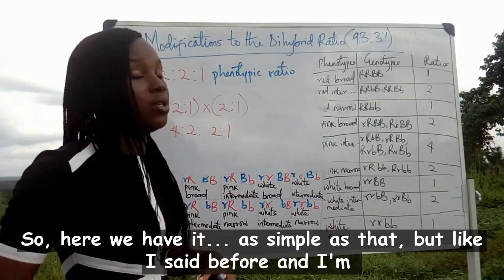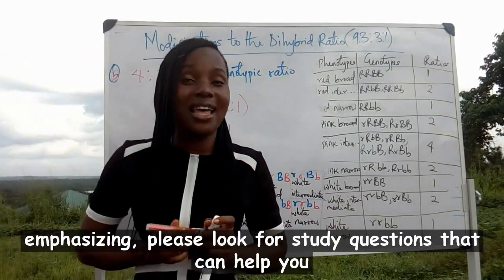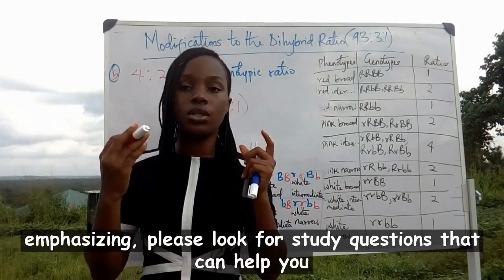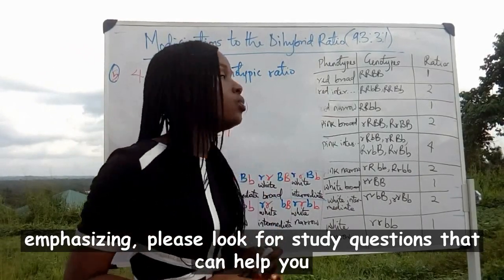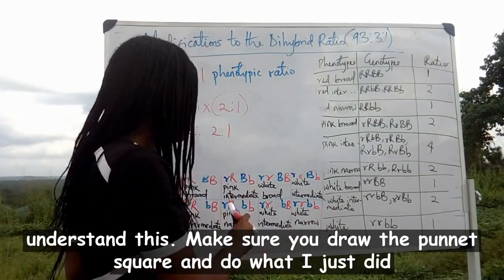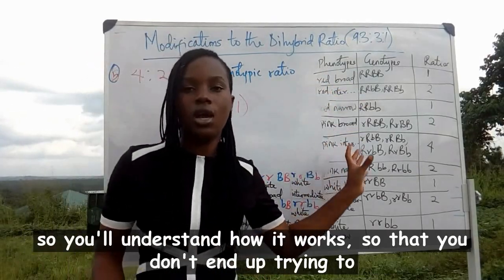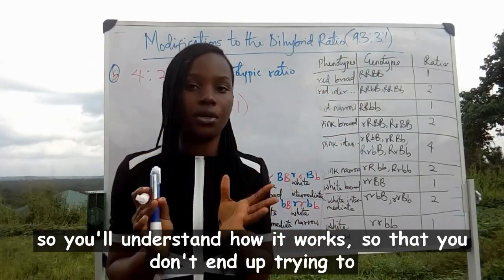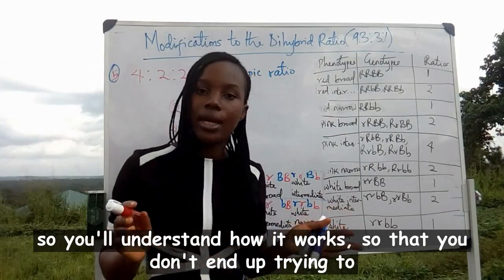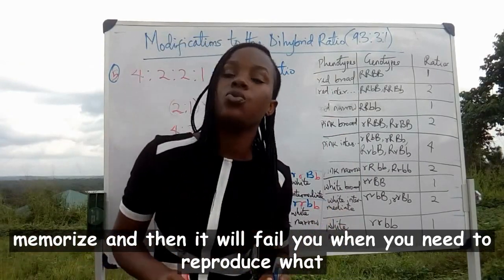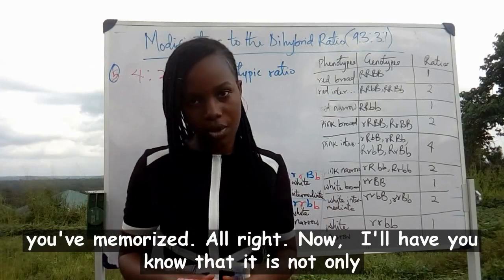As simple as that. But like I said before, and I'm emphasizing, please look for study questions that can help you understand this. Make sure you draw the Punnett square and do what I just did so you understand how it works, so that you don't end up trying to memorize and then it will fail you when you need to reproduce what you've memorized.